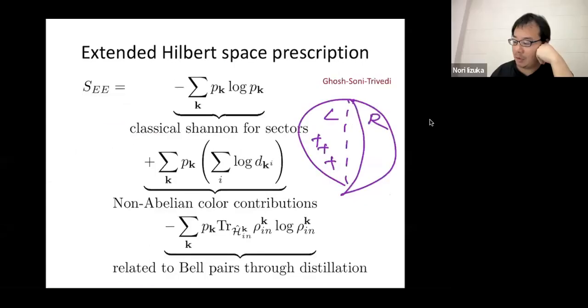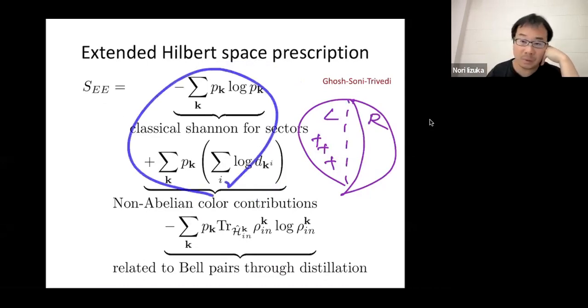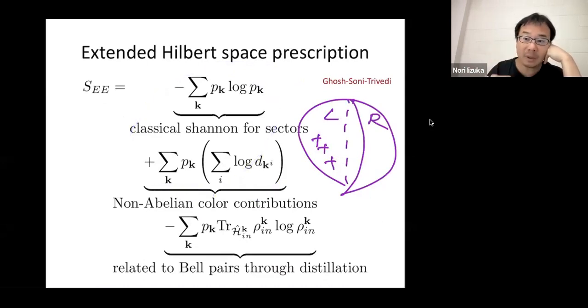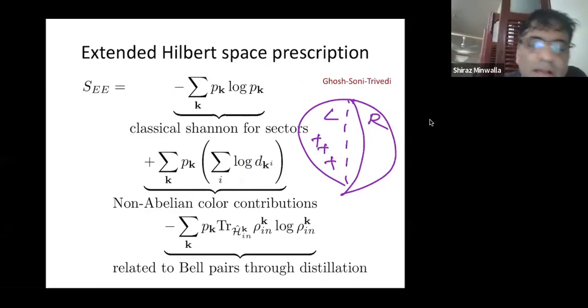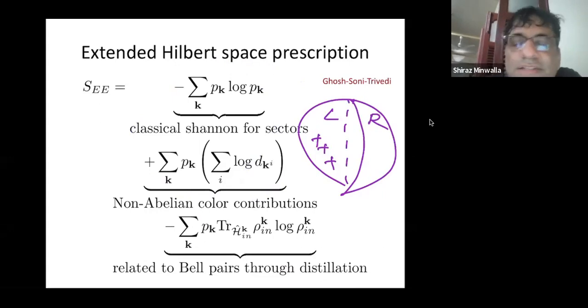But so you say even these quantities, even though they are not directly related to the Bell pair distillable quantity, are still useful quantities to distinguish your phase. That's what they say. Okay. That's very good. I didn't know this. Thank you.